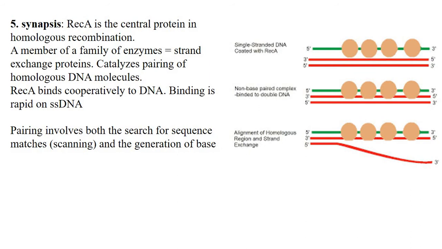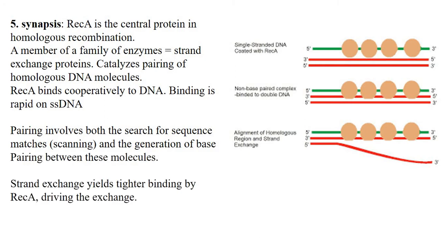This pairing involves the search for sequence, because it will only bind at the sequence that's homologous to the sequence on the single-stranded DNA, now the 3' single-stranded overhang. The protein scans the homologous chromosome for similarity, and once it finds a similar sequence, it will keep those together. The strand exchange will yield tighter binding by RecA. This drives this exchange.